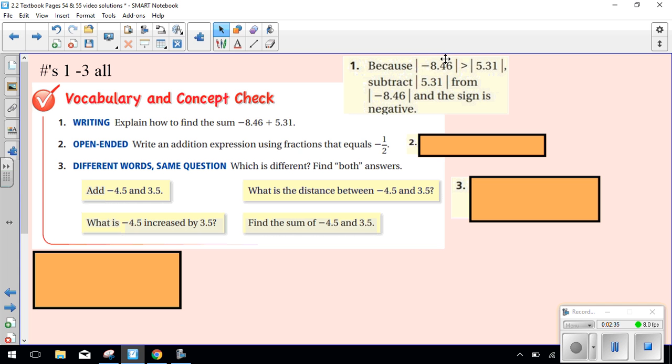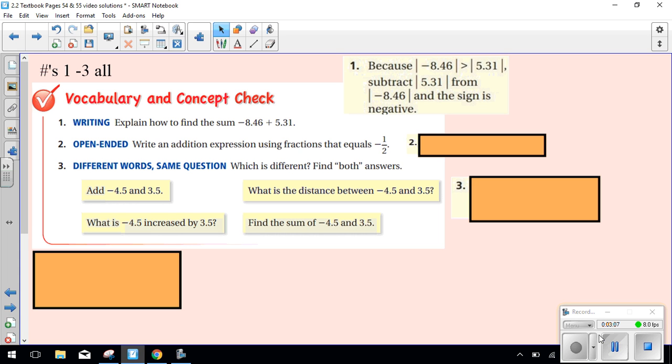So this says because the absolute value of 8 and 46/100 is bigger than the absolute value of 5 and 31/100, we will subtract and we keep the sign negative. It's exactly what we said before. You don't have to write it this way. You can write it the way we explained down here just before. If you have questions, make sure you ask.